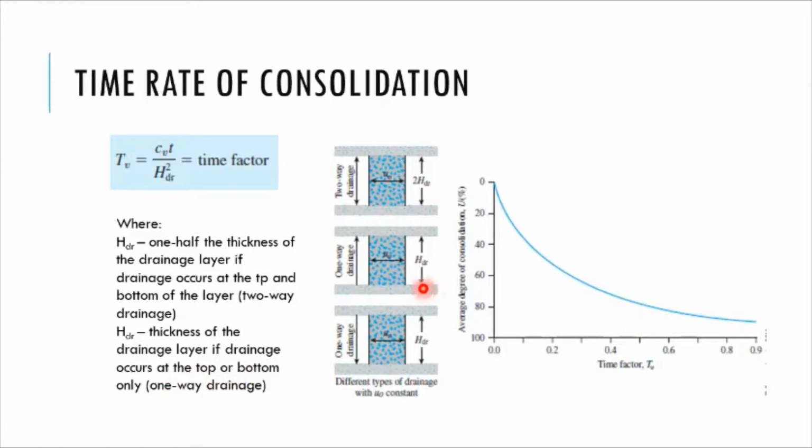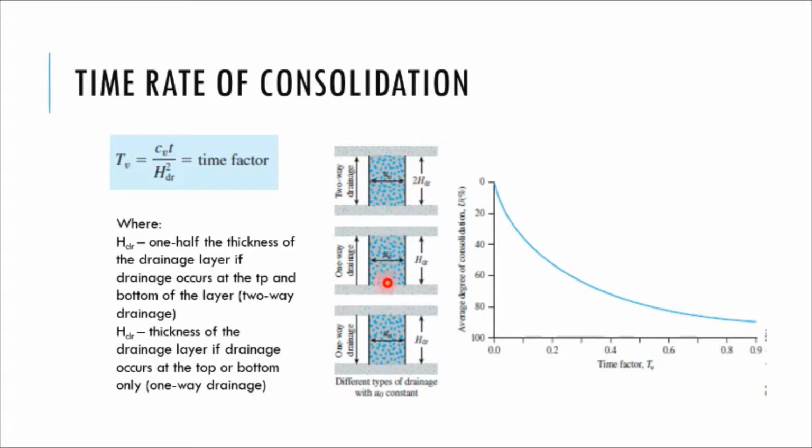So if this is the case, the two-way drainage is like this one. If this is the clay layer and these layers are both permeable layers, so magde-drain siya dito, mag-aalis ng tubig dito. Aalpas din ang tubig dito due to application of load. And that would be the two-way drainage. And H sub DR in this situation will just be half of the thickness of the clay layer.